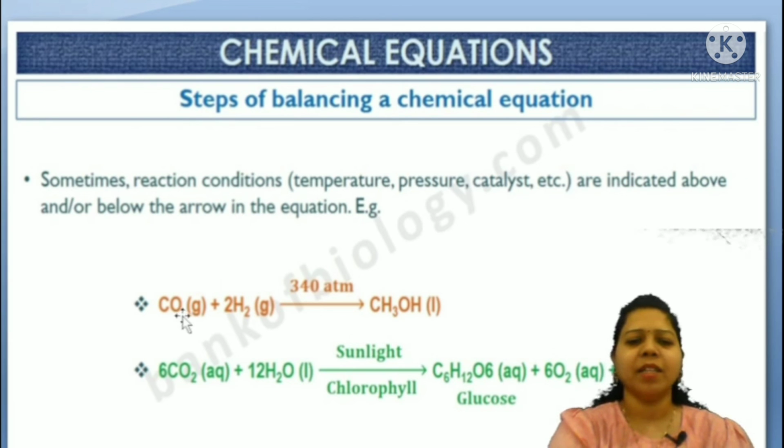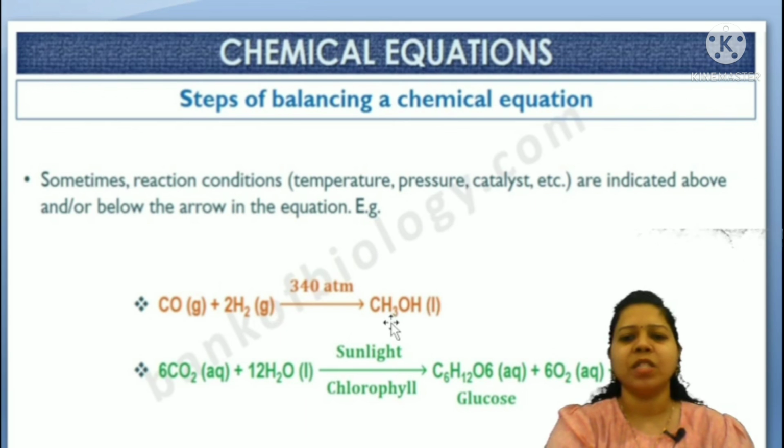For example, here in this reaction carbon monoxide is in gaseous state, that's why written G. Hydrogen is in G form and it gives CH3OH which is in a liquid form. But to complete this reaction, we require how much pressure? 340 atmospheric pressure we require, and that's why we are writing that pressure on the arrow.